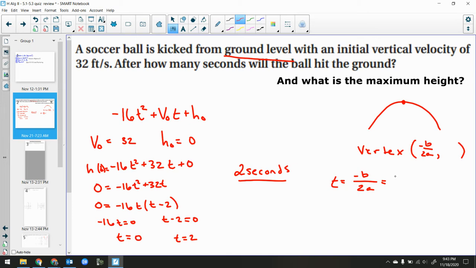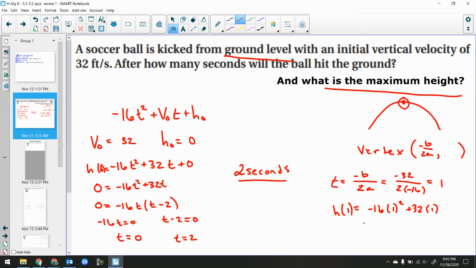B is 32, so negative 32 divided by 2 times negative 16. Okay, well, that's easy here. Negative 32 over negative 32 is 1. So that means this apex point, this vertex point, is happening at 1 second. And at what height is that happening? Well, I just have to run 1 through. I've got to find h of 1 through the equation. So negative 16 times 1 squared plus 32 times 1. So that gives me negative 16 plus 32, so 16. That means 16 feet is the true maximum height.